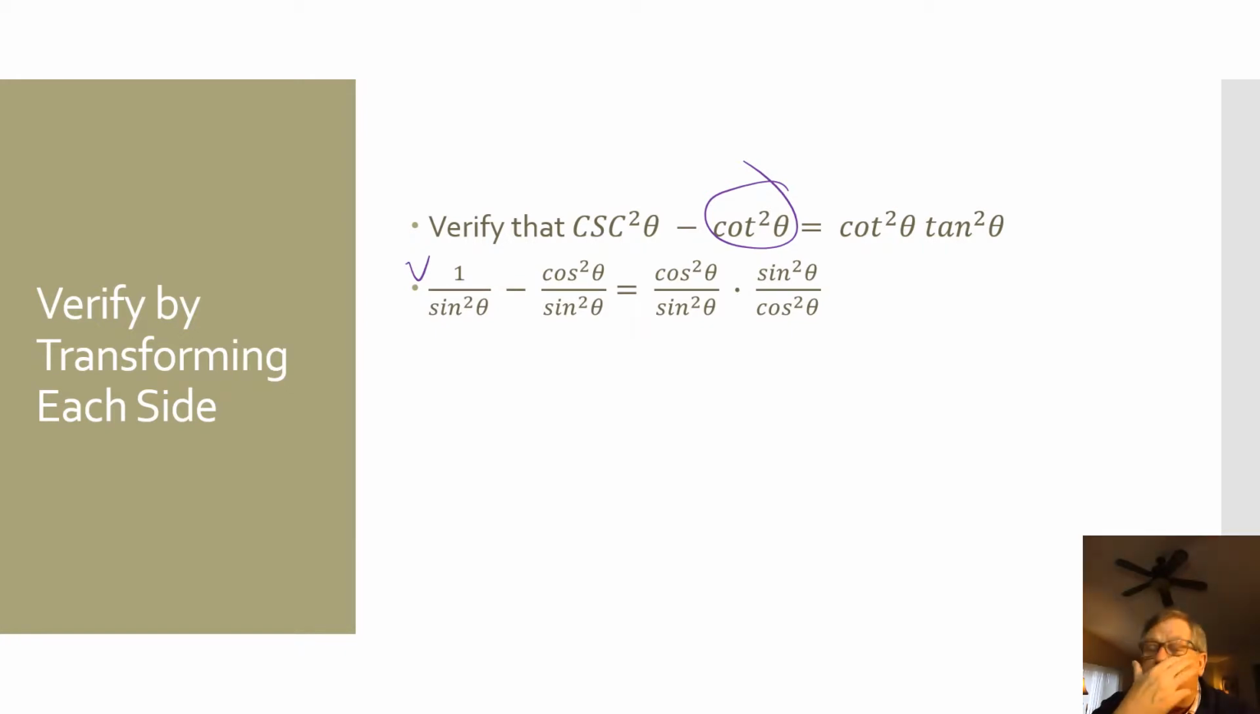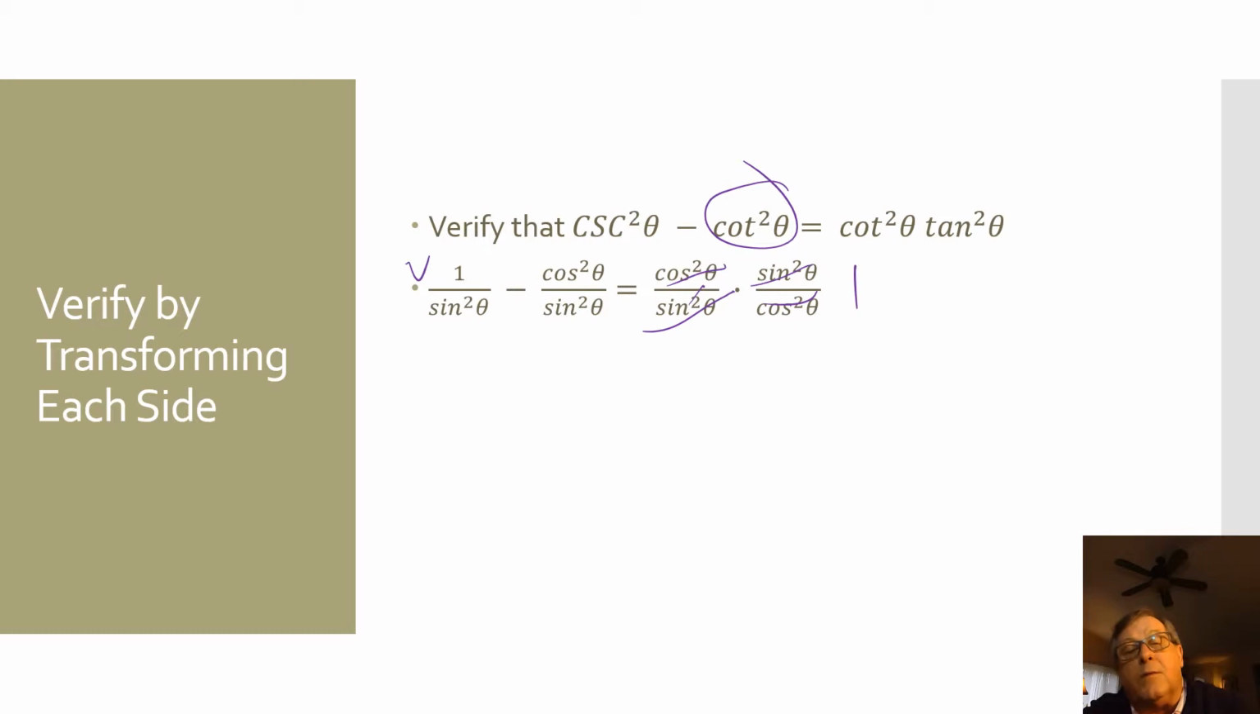And then we're going to move over to the other side where I used both of the quotient identities of the cotangent and the tangent, where the cotangent squared of theta is equal to the cosine squared of theta over the sine squared of theta, and the tangent squared of theta is equal to the sine squared of theta over the cosine squared of theta, and a little bit of cross multiplication, and that's going to equal just 1.